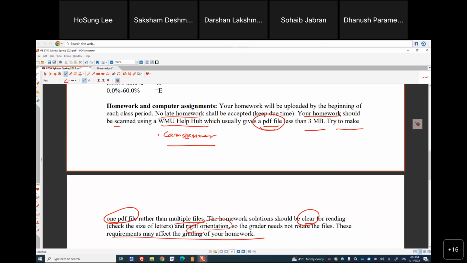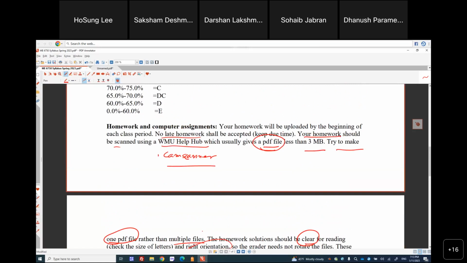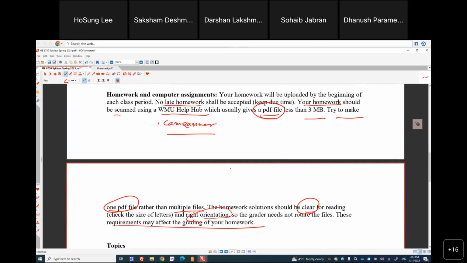These requirements may affect your grading. You have to be really familiar with this; especially the first time, it takes about 5 minutes. Usually I give 5 minutes to download, but no more than that, so you have to really submit on time, okay? Any questions so far?